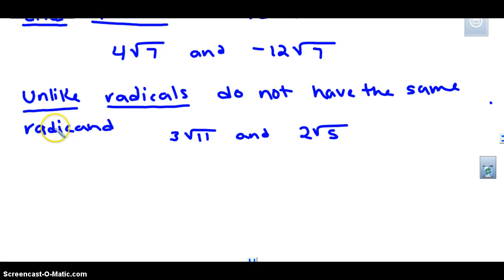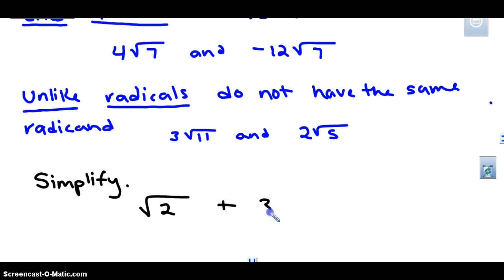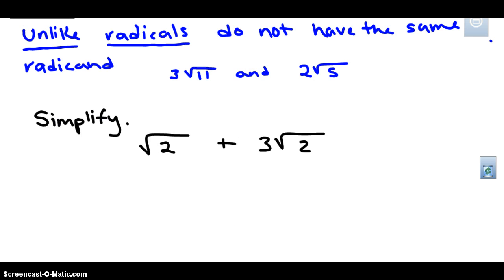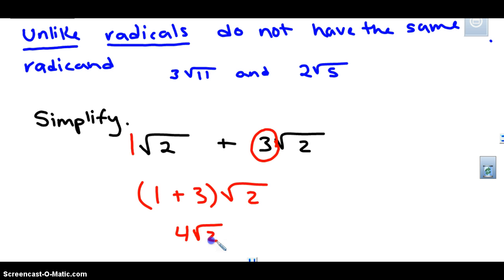If we have to simplify the square root of 2 plus 3 times the square root of 2, we can see that these are like radicals. They both have the same radicand, the number 2. So this means that we can use the distributive property and say 1 plus 3 times the square root of 2. Means we're adding the 1 that's being multiplied times the square root of 2 here, and the 3. This would equal 4 square root of 2.